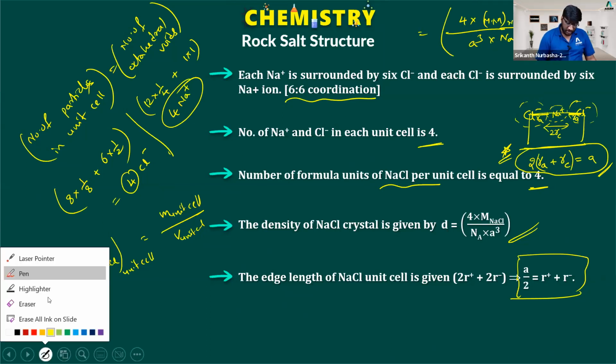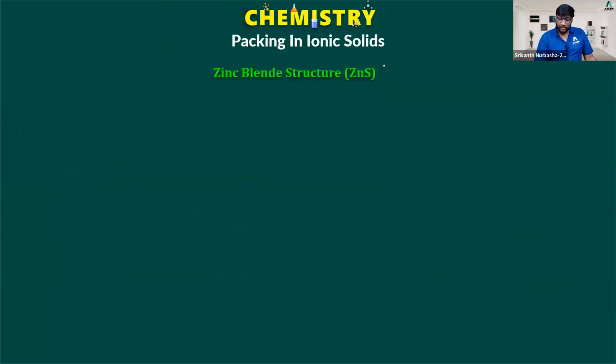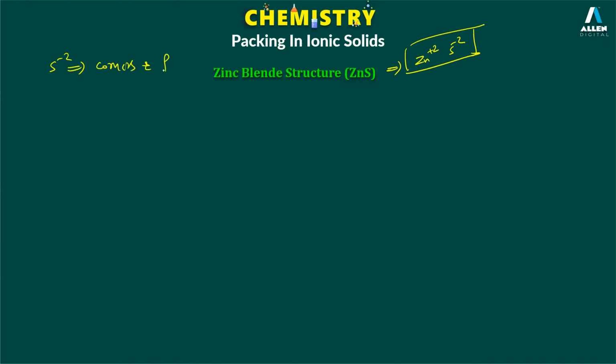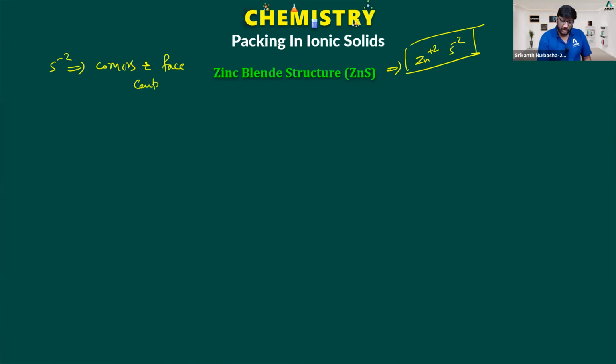Next type of structure we'll study is the zinc blende structure, ZnS. ZnS will have Zn plus 2 and S minus 2 ions. Which are larger ions generally? S minus 2 anions. Anions will form the CCP again. S minus 2 forming CCP means they are present at the corners and face centers.